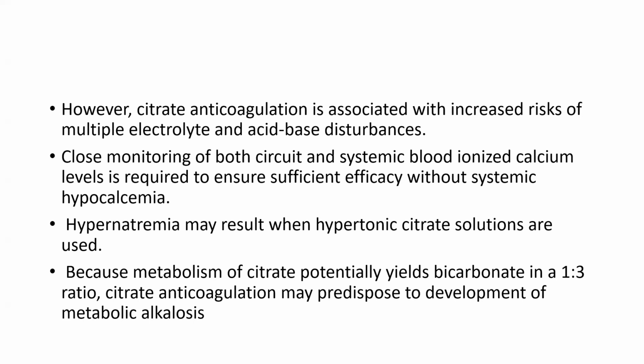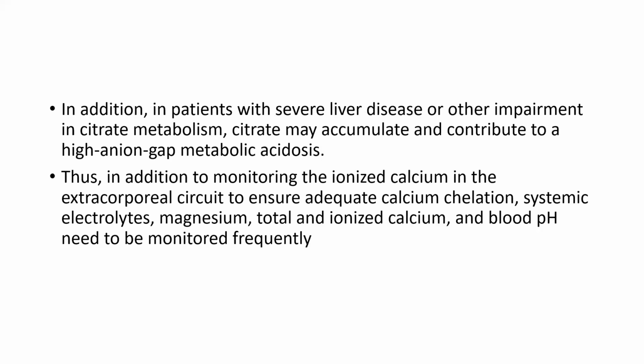Close monitoring of both the circuit and systemic blood ionized calcium level is required to ensure sufficient efficacy without systemic hypocalcemia. Hypernatremia may result when hypertonic citrate solutions are used. Because metabolism of citrate potentially yields bicarbonate in a 1:3 ratio, citrate anticoagulation may predispose to the development of metabolic alkalosis. In addition, in patients with severe liver disease or other impairment in citrate metabolism, citrate may accumulate and contribute to a high anion gap metabolic acidosis.